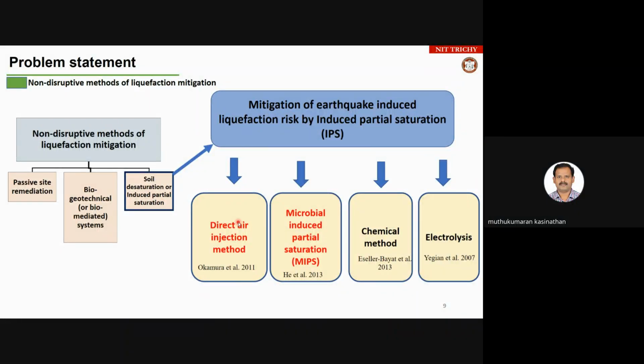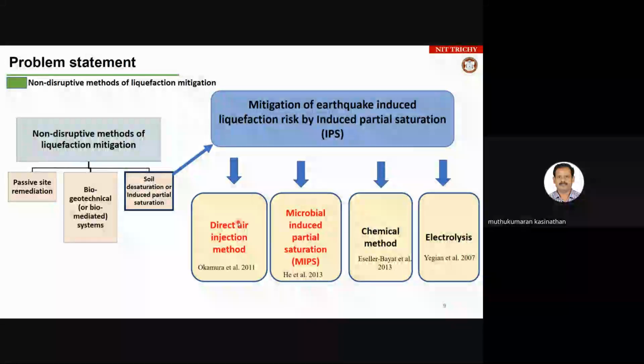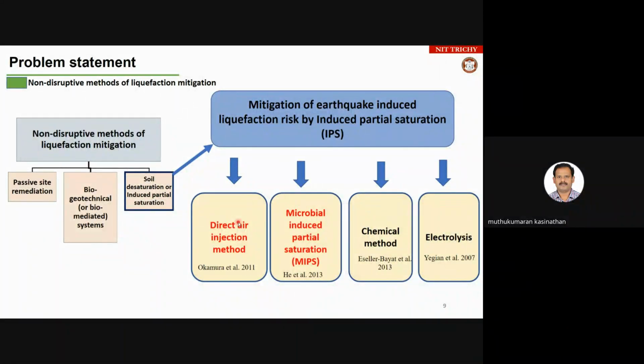But how are we going to introduce the reduction in water content in the soil mass, or reduce the degree of saturation in the soil mass, is completely with respect to this particular concept. With all these destructive methods, we have a lot of difficulties. We have a lot of environmental challenges. We have a lot of CO2 emission, a time-consuming process, a cost-consuming process. So we need to look at an alternative.